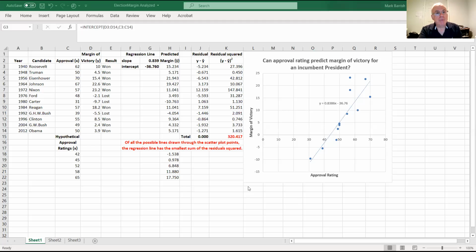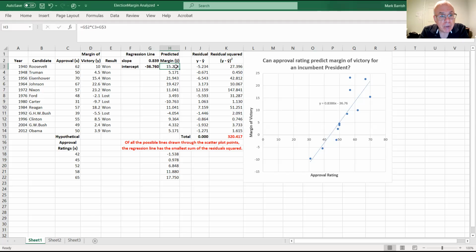Stop sharing, go back now to our spreadsheet. Now, what I did with the Excel spreadsheet, in this column H, is I calculated the predicted margin. The predicted margin of victory. That's the y value, right? That's the y hat. How did I do that?